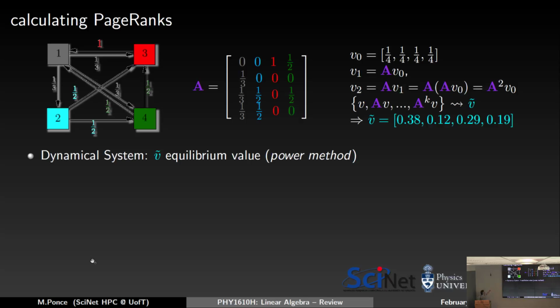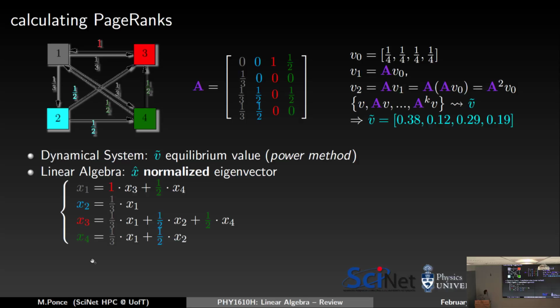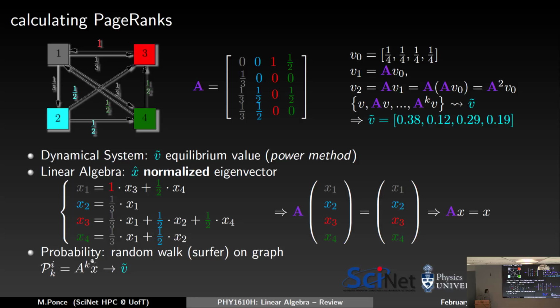There are different ways that you can interpret this procedure. In dynamical systems, this is the equilibrium or steady state that you will reach. In linear algebra, this is like the normalized eigenvector. You can think about this as a system of equations where you are solving for the steady state of the equation, and basically you end up with the same equation. And in probability, you can think about this as a random walker wandering on the nodes. And so you start, as I start there, with equal probability, 1/4, and you end up with that solution.